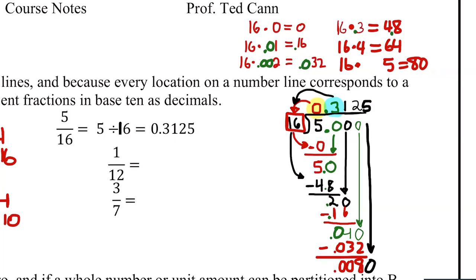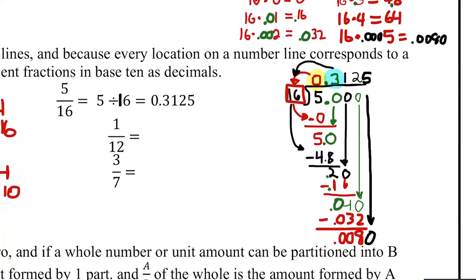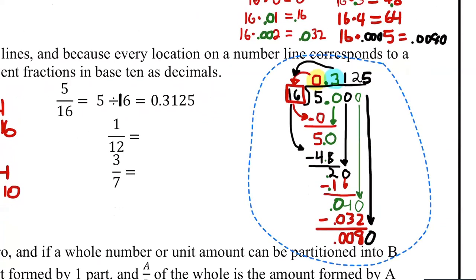So this is the same because it's in the fourth decimal place. 0.0005, which in turn is going to give me a 0.0080. All right. And then once you carry out that subtraction, it divides in evenly and you have it, right?